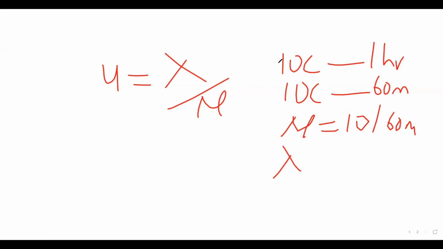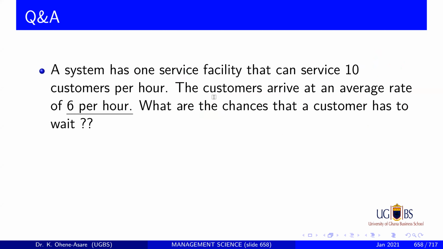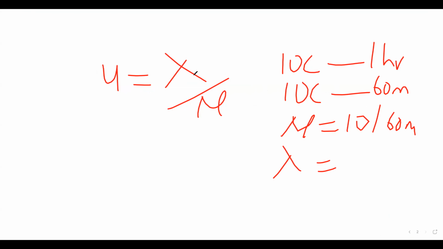Now lambda, we'll take you back to the question, because sometimes when you look at a question, it helps you to think. Okay, the customers arrive at an average rate of 6 per hour. So that should tell you that lambda is what? Is 6. Now remember, that one is also in an hour, so it's the same 60 minutes. Okay. So you have 6 customers per hour.